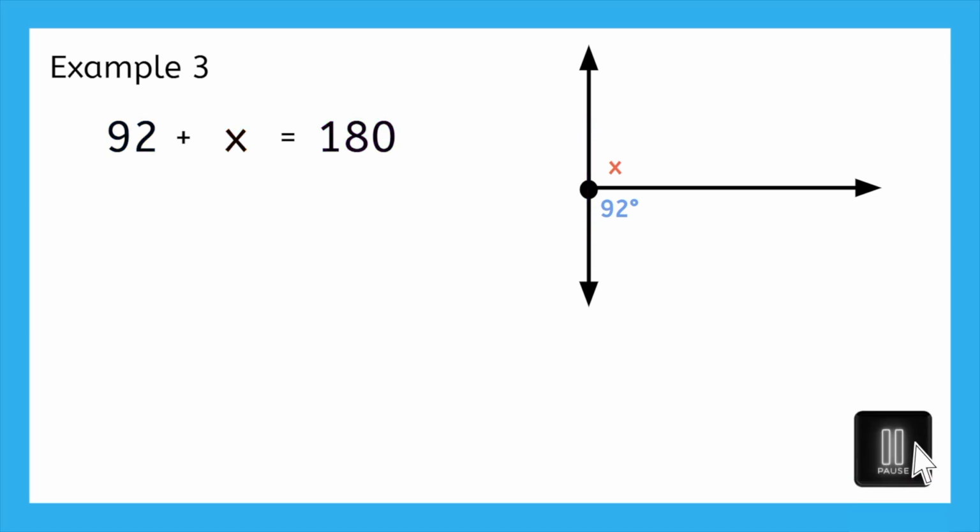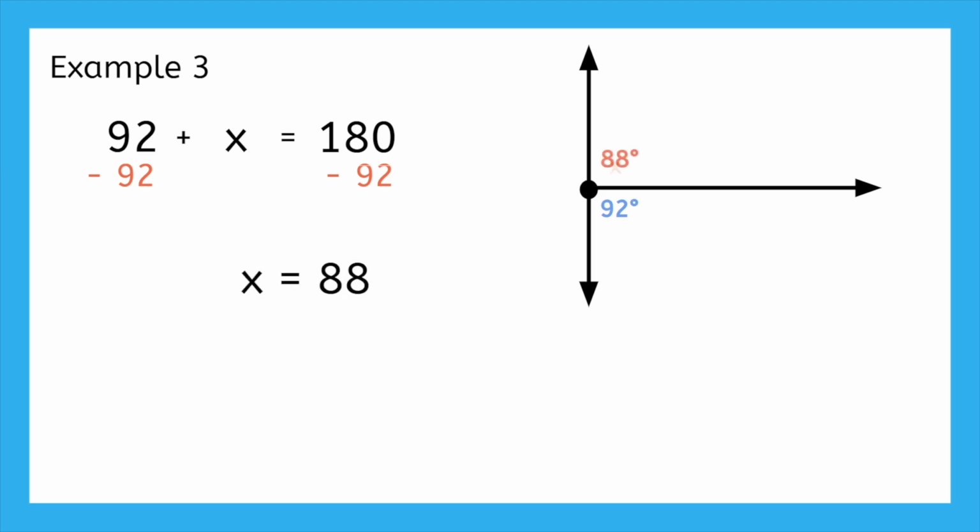Pause the video to try to find the value of x. The opposite of positive 92 is negative 92, so we'll subtract 92. Anything we do on one side of the equal sign, we have to do to the other. It's an equation, and we have to keep things equal, after all. 92 minus 92 is 0, and 180 minus 92 equals 88. So we write our last line with what remains. x equals 88. Meaning the upper angle where the roof meets the wall is 88 degrees.